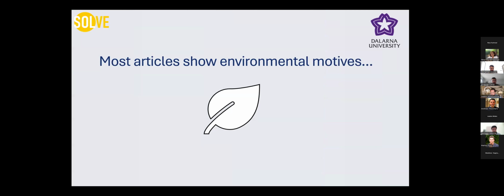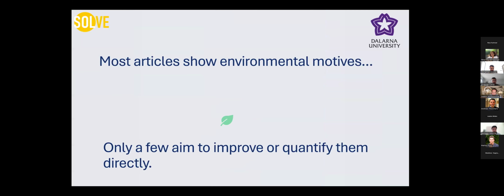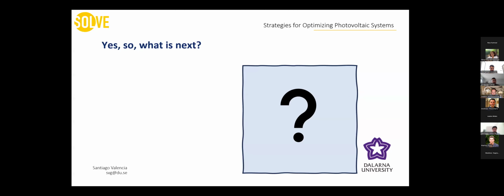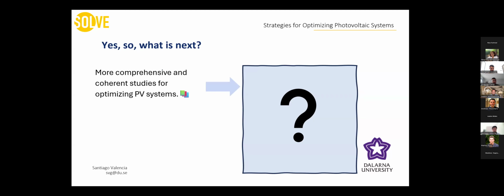So most of the articles show environmental motives, but only a few aim to improve or quantify them directly. So what is next? So now I have found this. So I think we need more comprehensive and coherent studies for optimizing PV systems. And I think we know we need a life cycle approach for the optimization with environmental variables.